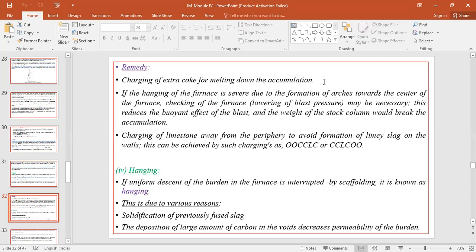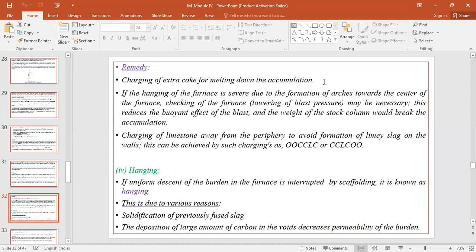If the hanging of the furnace is severe due to the formation of this kind of projections toward the center of the furnace, checking of the furnace may be necessary, and this reduces the bad effect of the blast, and the weight of the stock column would break the accumulation. So we can change the burden distribution so that we can avoid the formation of these kind of solid projections inside the blast furnace.